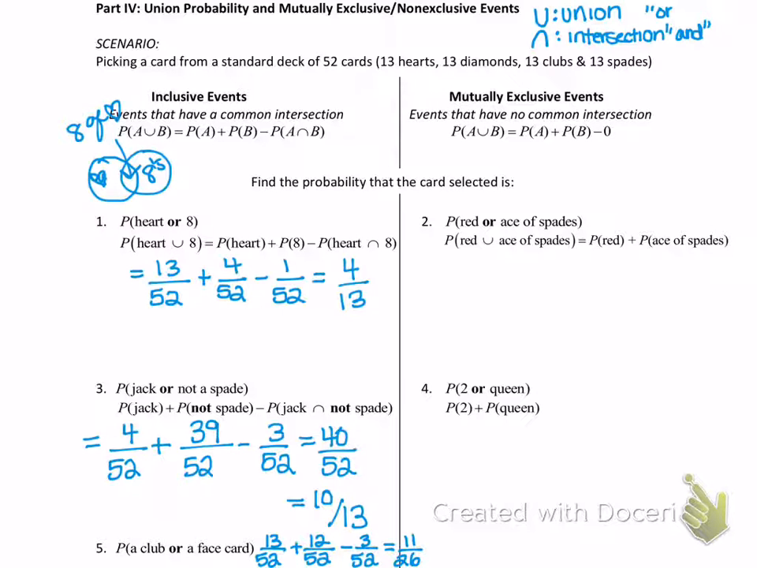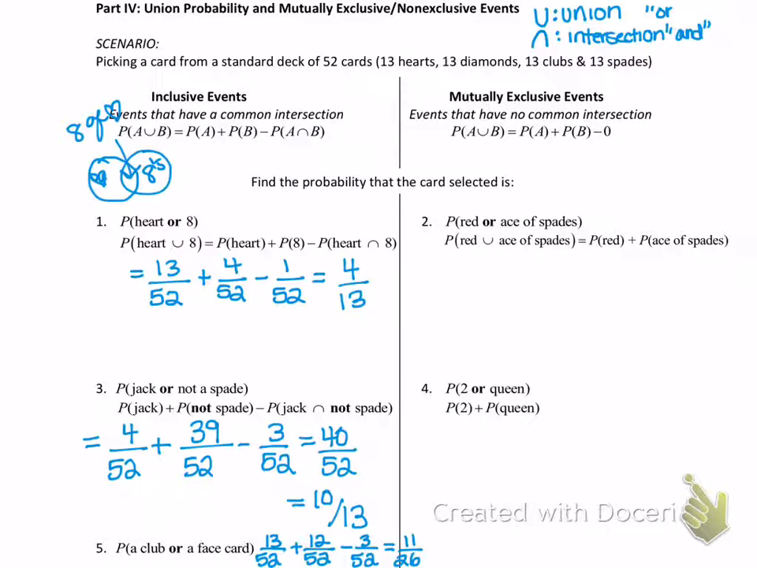Okay, mutually exclusive events, things that don't have a common intersection point. So heads and tails. You can't get heads and tails. You can't turn left and right in a car. They have nothing to do with one another. So all you need to do is just add the probabilities together.